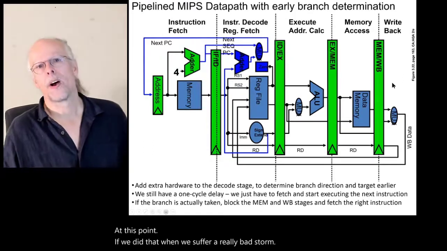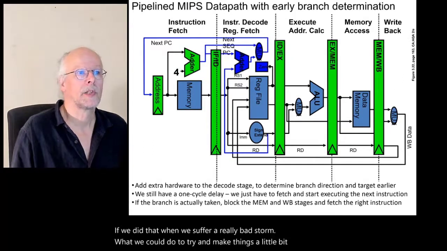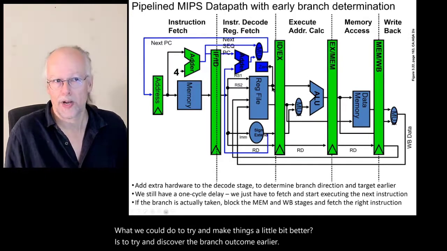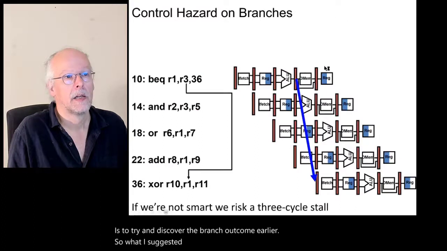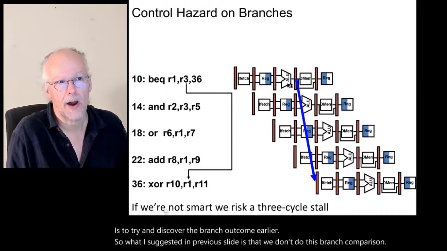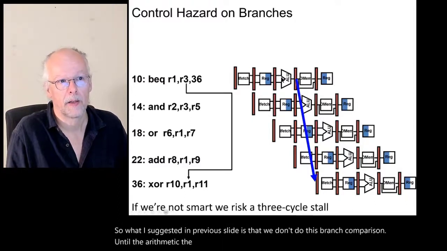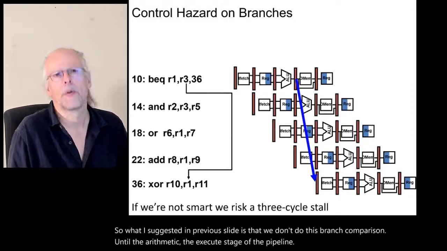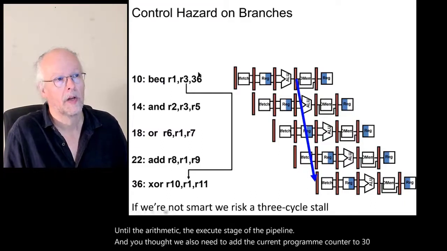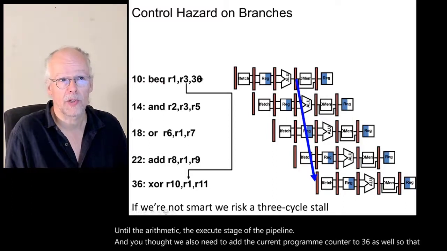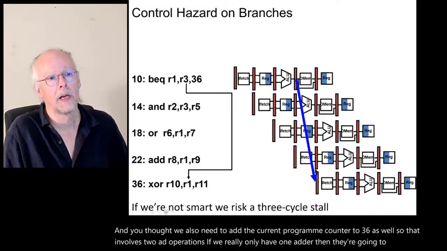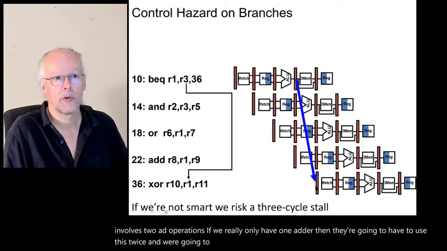What we could do to try and make things a little bit better is to try and discover the branch outcome earlier. So what I suggested in the previous slide is that we don't do this branch comparison until the execute stage of the pipeline. And in fact, we also need to add the current program counter to 36 as well. So that involves two add operations. If we really only have one adder, then we're going to have to use this twice, and we're going to suffer a really long delay.